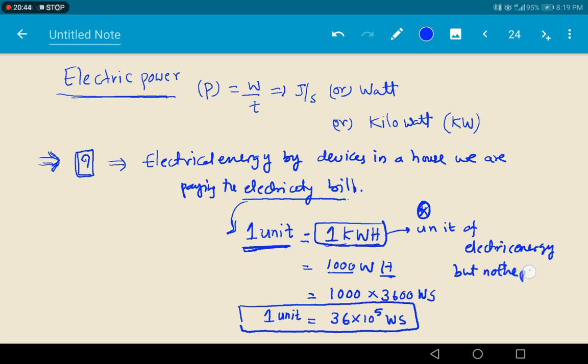Okay? Very important point, keep a star and write in the notes. Unit of electric energy: 1 kilowatt hour. Sir, why is it the unit of electric energy? Because we know that power is equal to work done by time.